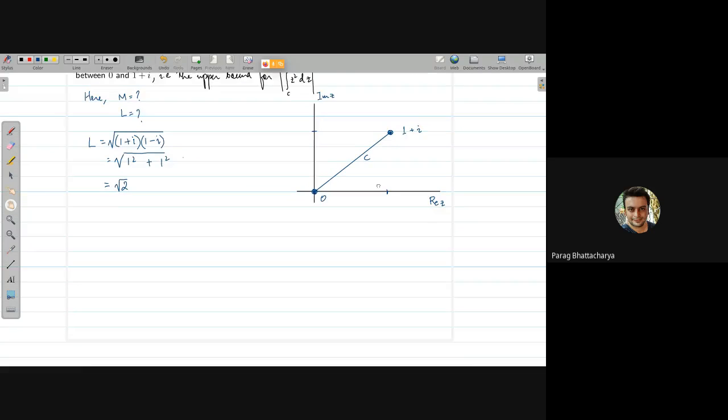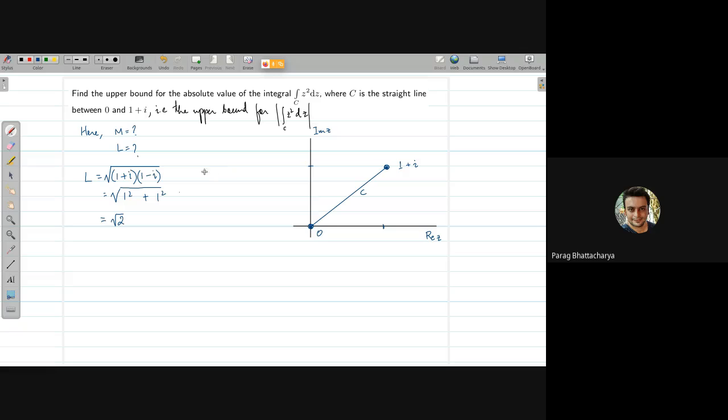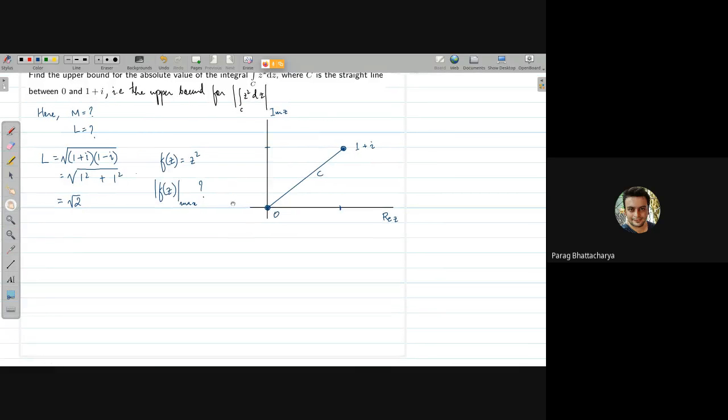Now the next thing that we need to do is find out the function. The function is z square. This is a monotonically increasing function, so we need to find out where the modulus of this function takes its maximum value. The modulus of this function will take the maximum value wherever the modulus of z is maximum. The modulus of z is maximum at this point on this curve. This point has the highest magnitude, so it will have the maximum value here.